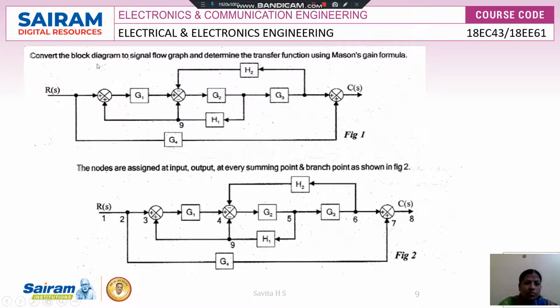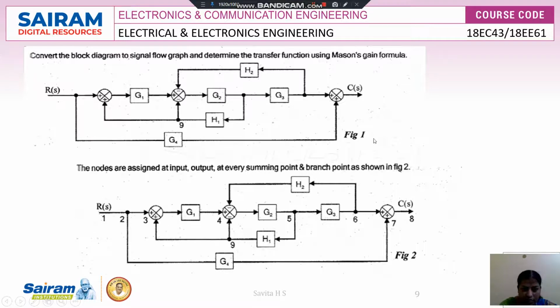Second problem, we'll see how to convert the block diagram to a signal flow graph and determine the transfer function using Mason's gain formula. Now the nodes are assigned at the input, the output, every summing point and at the branch points. So we'll take here the input as 1, branch point 2, summing point 3.